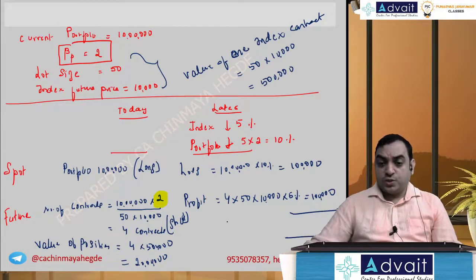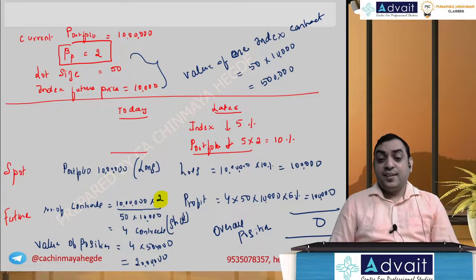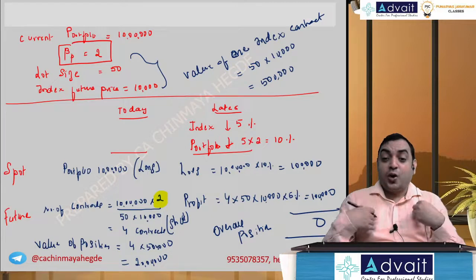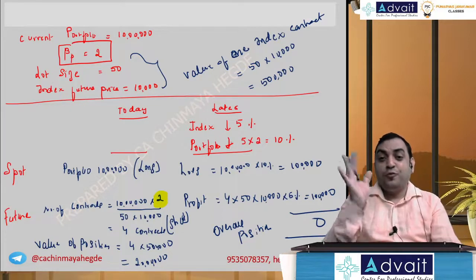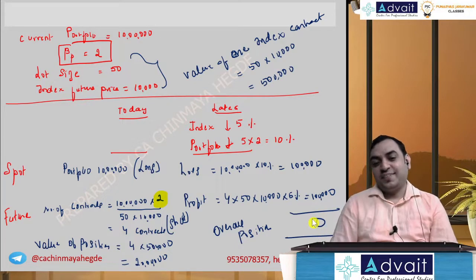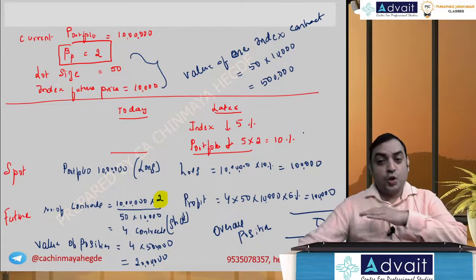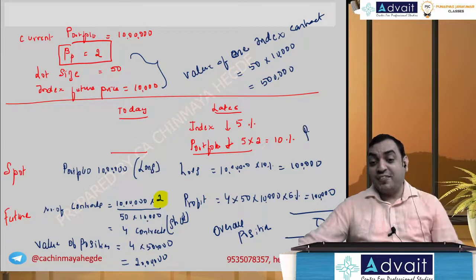So what is the overall position now? Overall profit is 0. Market is down by 5%, portfolio down by 10%, but after the position, our portfolio actually is foolproof, risk proof, it is not at all changing. This is what is called perfect hedging. Even though the market is down, overall your portfolio is unaffected. Perfect hedging.